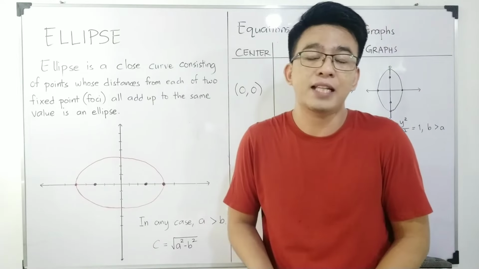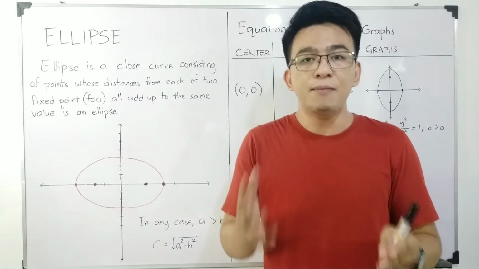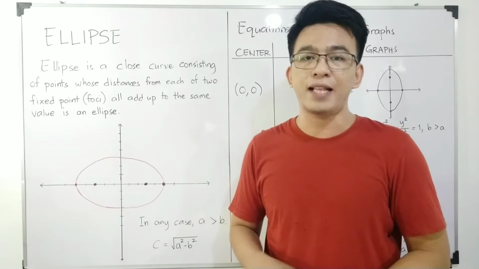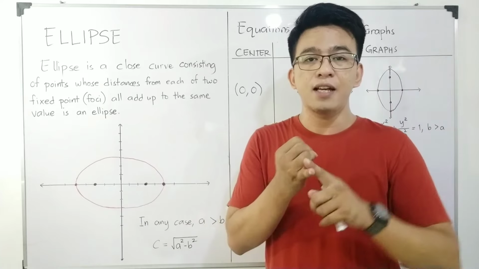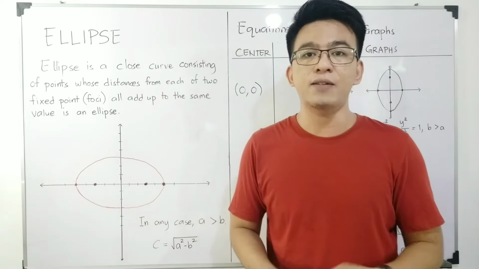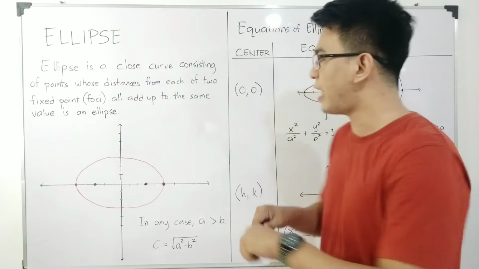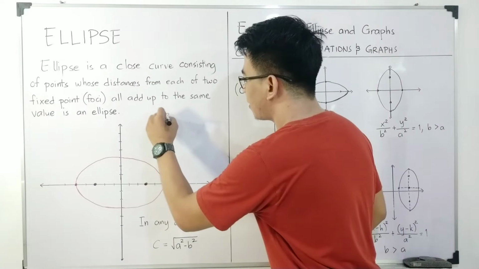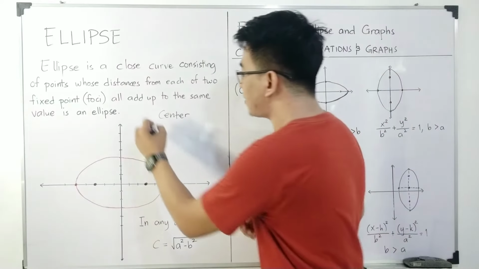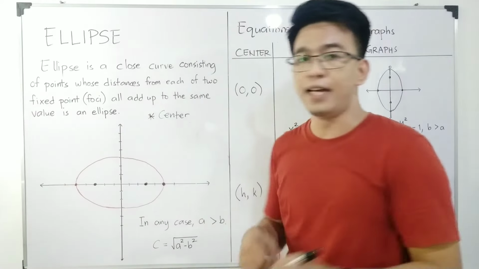Kasi yun talagang pinakamaganda sa mga introduction. Kailangan alam niyo muna yung different parts ng conic section na pinag-uusapan natin, from circle, parabola, at itong ellipse naman. So mag-start tayo sa pinakauna. The first word ay tinatawag nating center. Nasaan yung center ng isang ellipse?